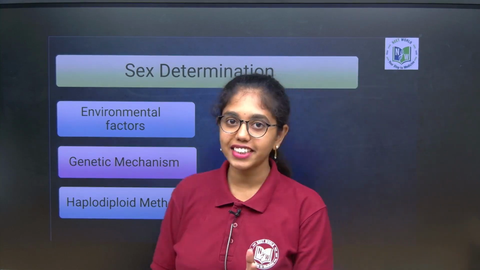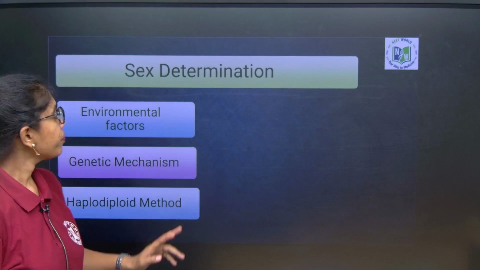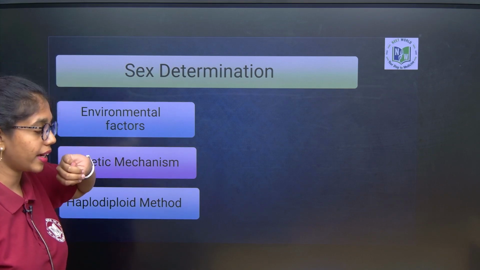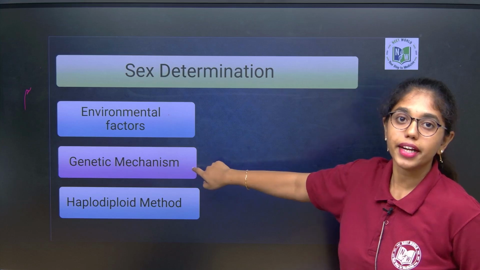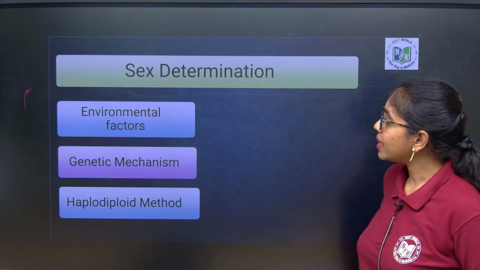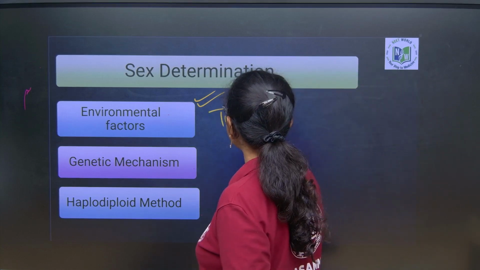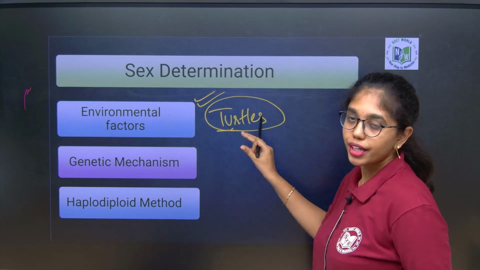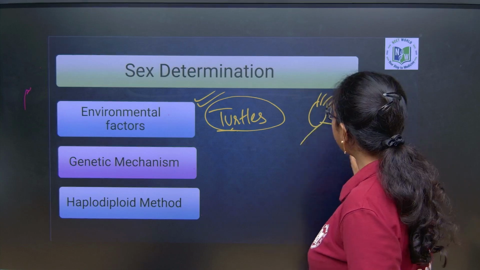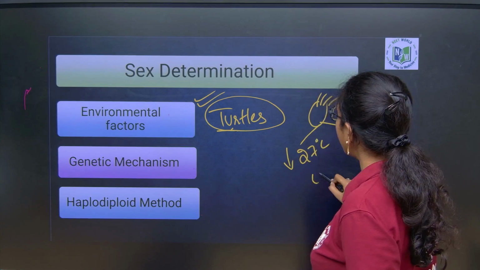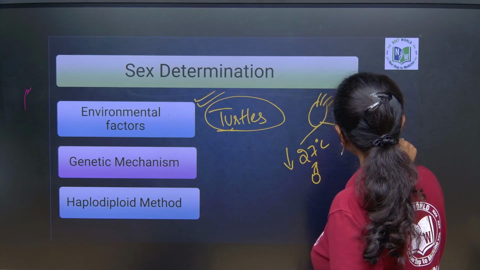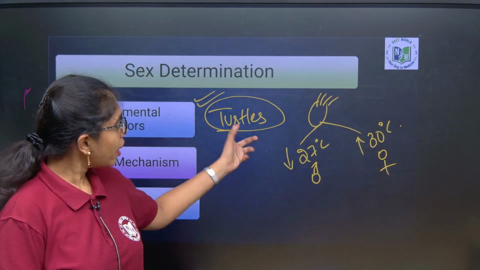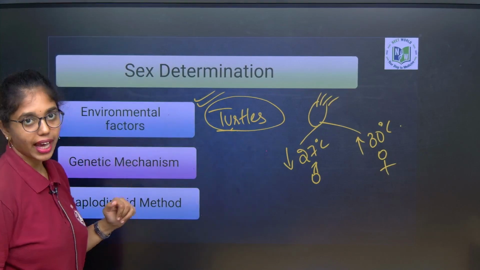Now comes the concept of sex determination, which is very important. Sex, that is the gender or sexual characteristics of an individual, is determined based on three criteria: first, environmental factors; second, genetic mechanism; and third, haplodiploid mechanism. The best example for environmental factors is turtles. In turtles, temperature decides the gender. At the time of hatching of the egg, if the temperature is less than 27 degrees Celsius, they turn out to be male. If the temperature is more than 30 degrees Celsius, they turn out to be female.